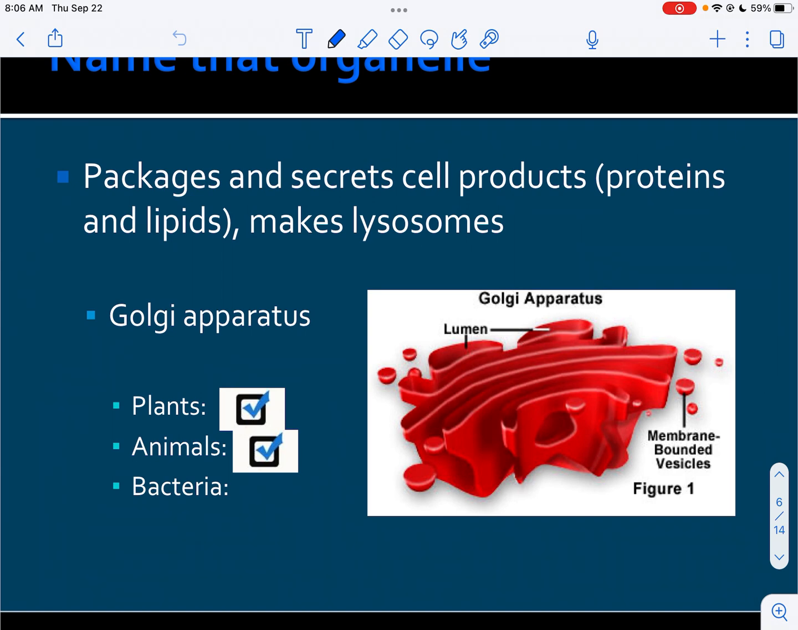All right, next up for you to fill in your chart. Next one up, we have our Golgi apparatus. The Golgi apparatus is going to be the one that packages and secretes different cell products, okay? It is found in both plants and animals. Remember, plants and animals are eukaryotic organisms. Plants and animals are eukaryotic because they do have a nucleus and they do have membrane-bound organelles.